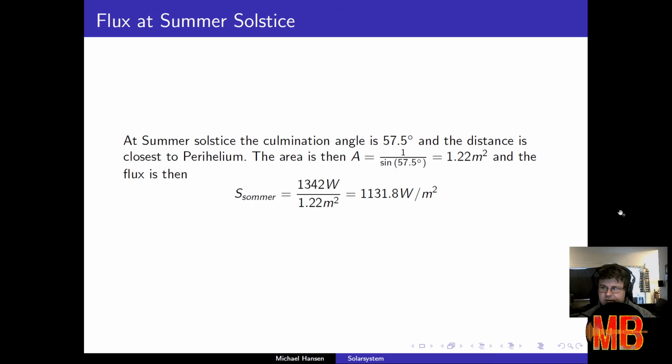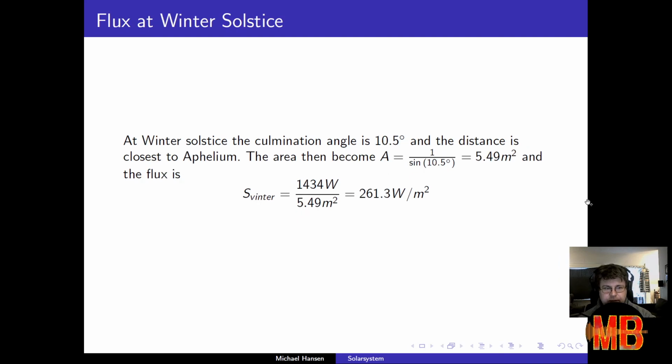Now let's take a look at what happens during winter solstice. At winter solstice, the culmination angle is 10.5 degrees, again for me here in Denmark, where I live, and the distance is closest to aphelion. The area then becomes A equals 1 over sine of 10.5 degrees, giving us an area of 5.49 square meters.